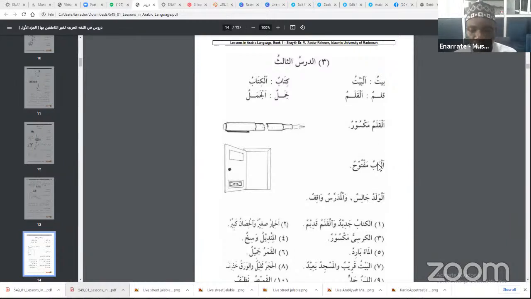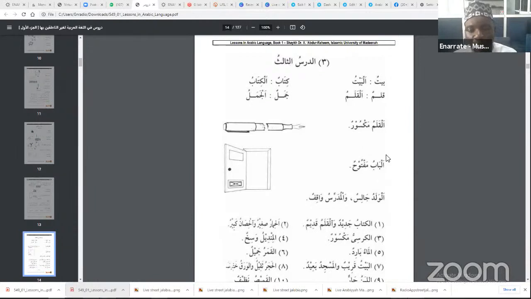Okay, so we have al-babu maftuhun. The door is open. So the word for open, like I mentioned in the previous class, is maftuhun.